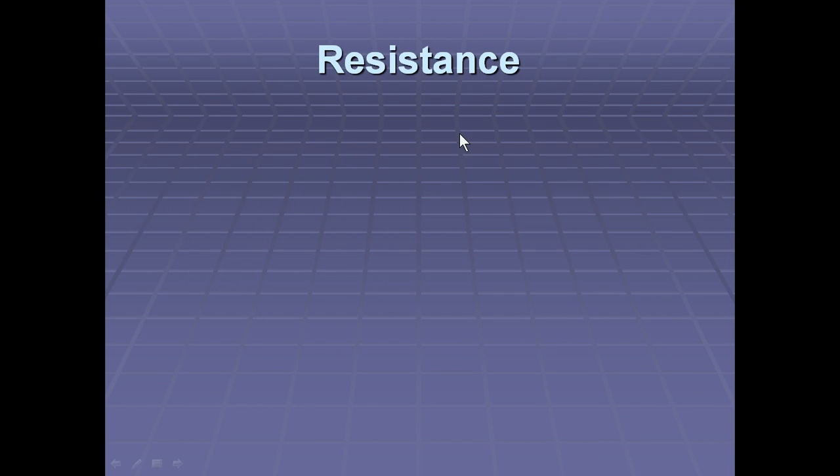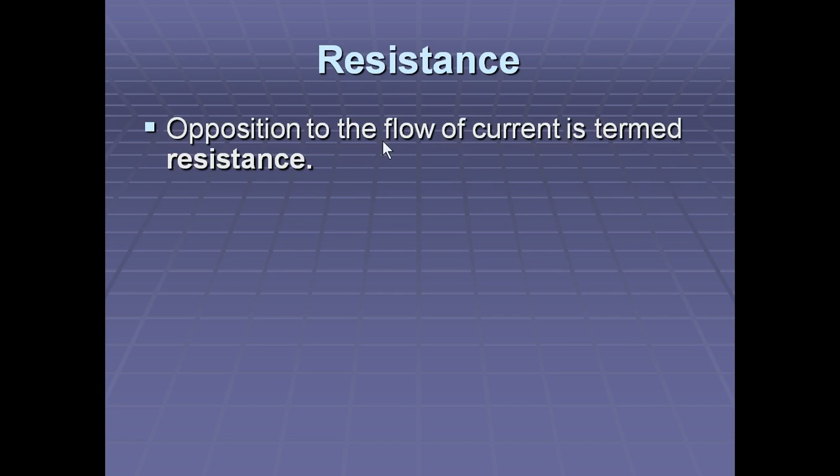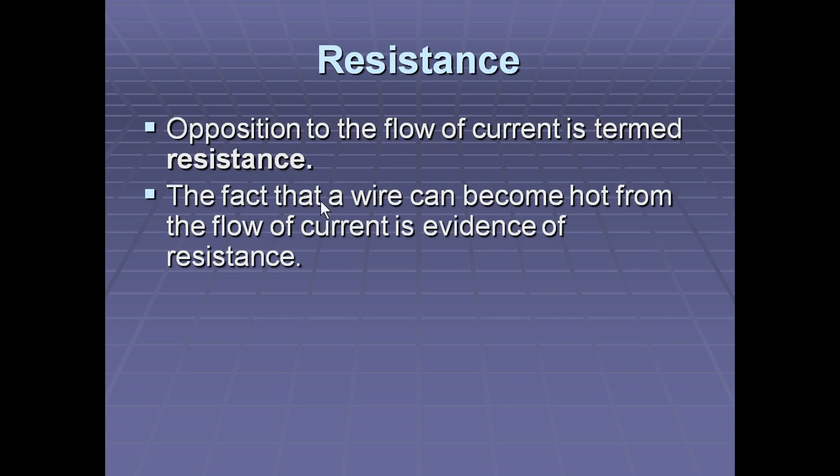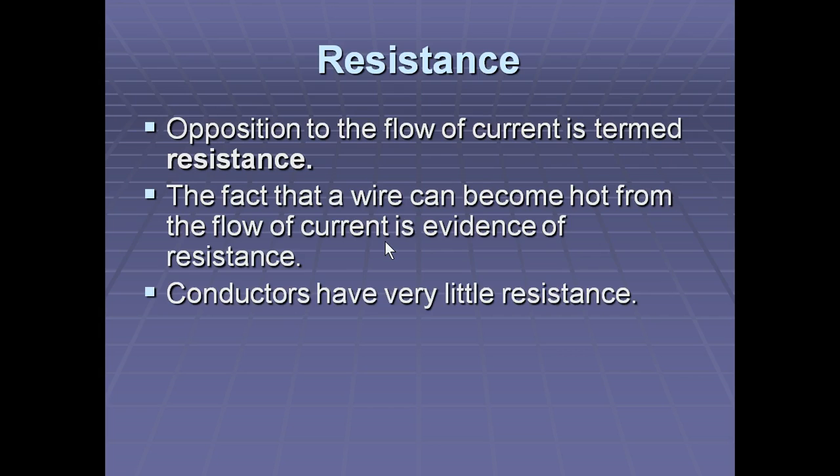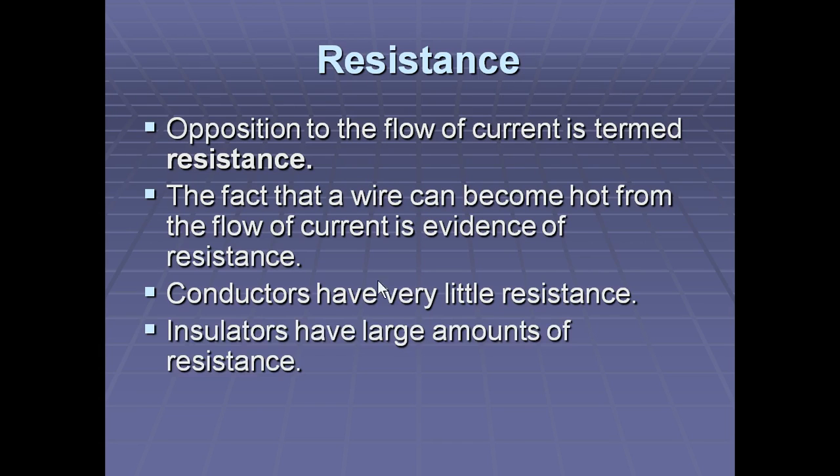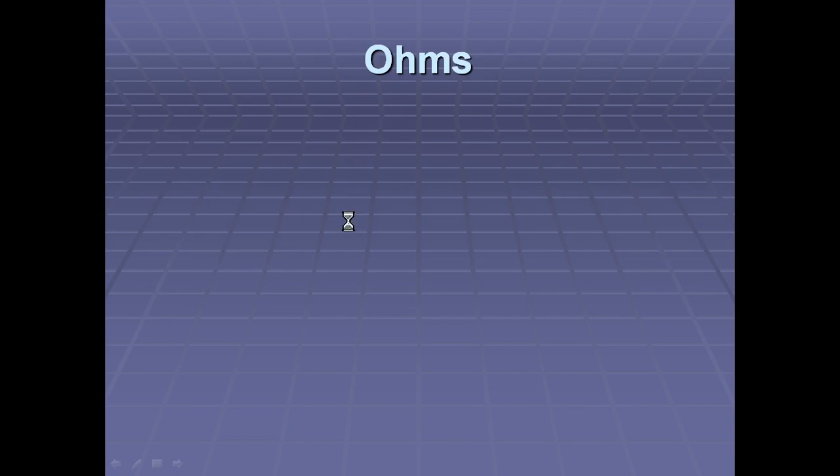Now resistance, I mentioned earlier, the opposition to the flow of current is termed as resistance. The fact that a wire can become hot from the flow of current is evidence of resistance. Conductors have very little resistance, and insulators have large amounts of resistance. As I was explaining in the earlier slide, it may be infinite.